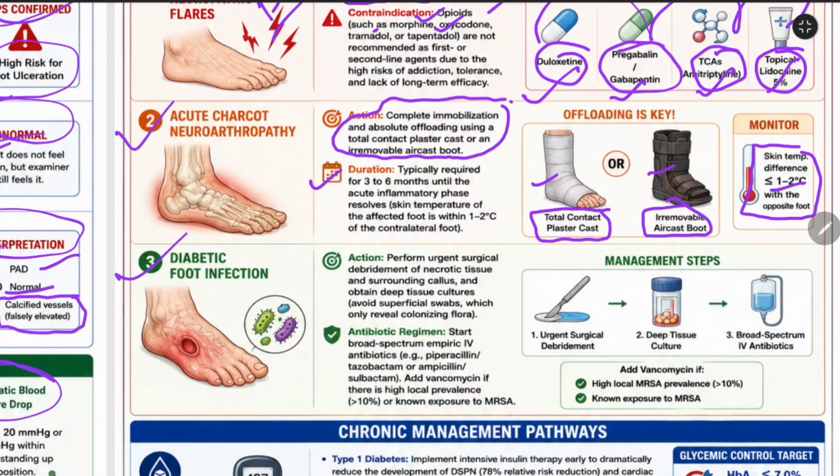Now if the patient presents with a diabetic foot infection, for example an ulcer, then perform urgent surgical debridement of necrotic tissue and surrounding callus and obtain deep tissue cultures. Avoid superficial swabs, which only reveal colonizing flora. Start broad spectrum empiric IV antibiotics, for example piperacillin tazobactam or ampicillin sulbactam. Add vancomycin if there is high local prevalence, more than 10%, or known exposure to MRSA. So urgent surgical debridement, deep tissue culture, then broad spectrum antibiotics, then after culture narrow spectrum antibiotics. Vancomycin should be added when the MRSA prevalence is more than 10% or there is known exposure to MRSA.